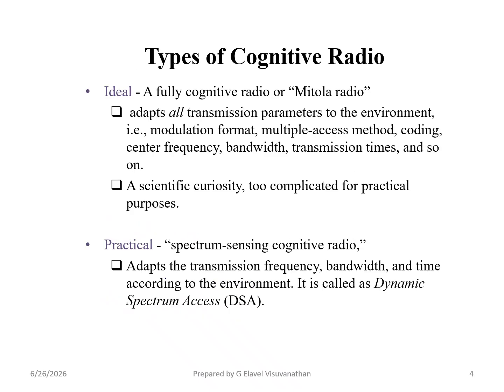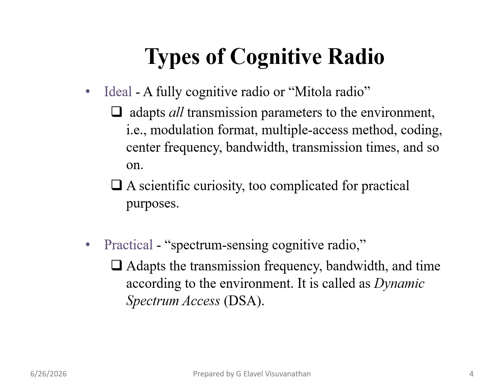Types of cognitive radio. First, the ideal, fully cognitive radio, or Mitola radio. It adapts all transmission parameters to the environment, that is modulation format, multiple access method, coding, center frequency, bandwidth, transmission time, and so on. So these are all taken care of. As a scientific curiosity, it is too complicated for practical purposes. So what is the practical one?